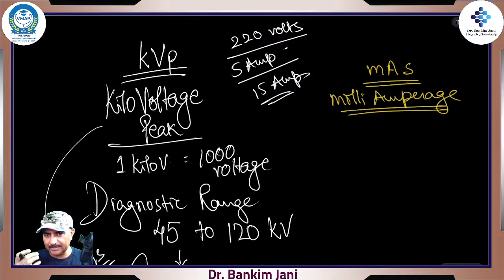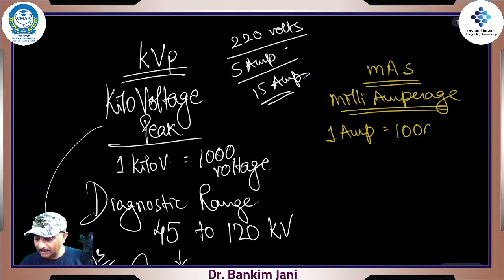Over here, this ampere is very, very delicate. When we say 1 ampere is equal to how many milliamperes? It is the 1000th part, so 1 ampere is 1000 milliampere. And we are dealing with how much current you are supplying to the X-ray tube. So these are the two things: one is the voltage and second is the ampere. Voltage is how many electrons are going, and ampere is with what strength. That's the whole idea.